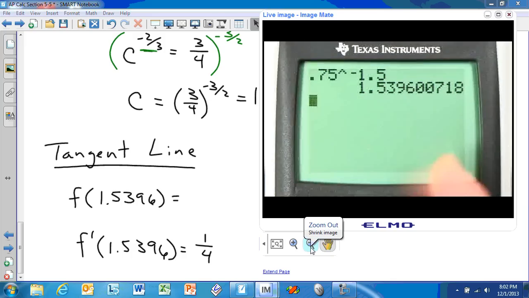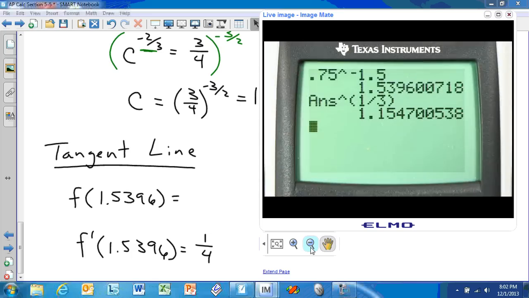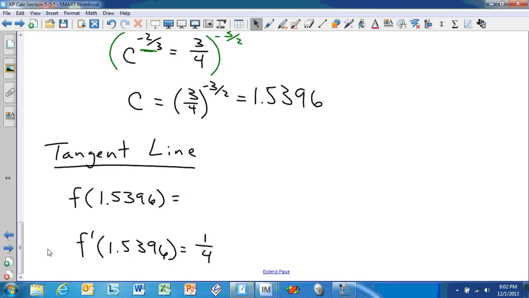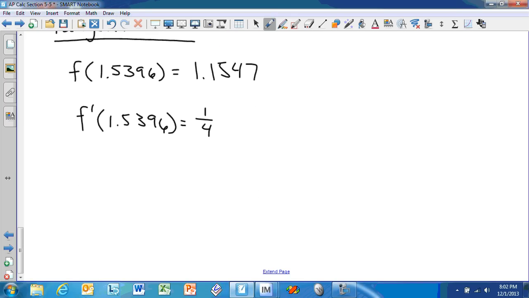So I just need to take the cubed root of this value. Remember, our function is x to the 1/3. I'm going to calculate this value here raised to the 1/3 power. And we get 1.1547. And so there's my equation that I need. So there's the values I need.